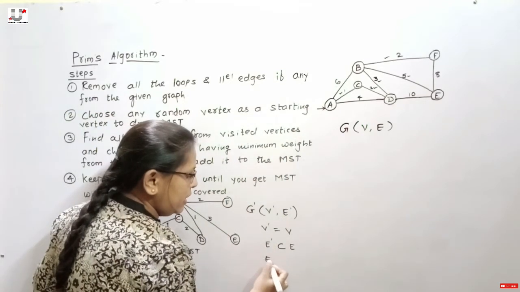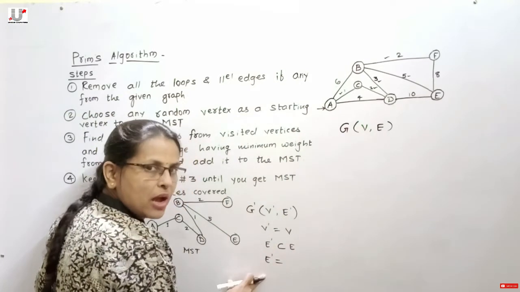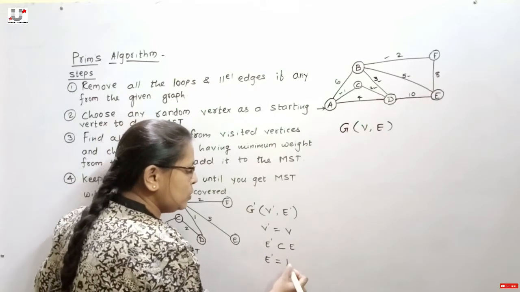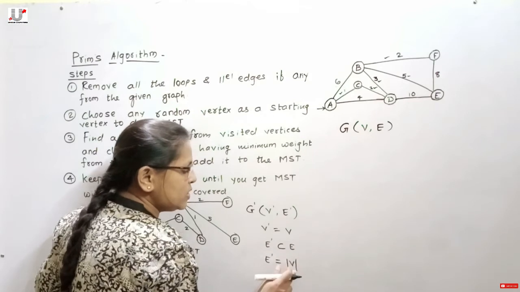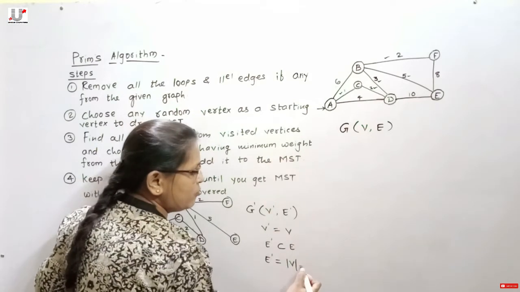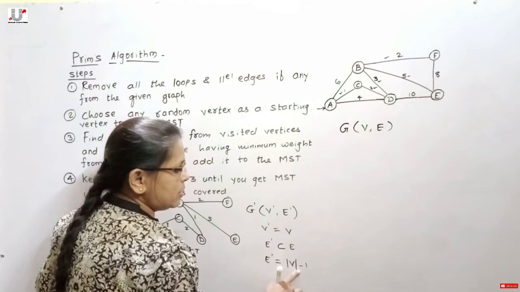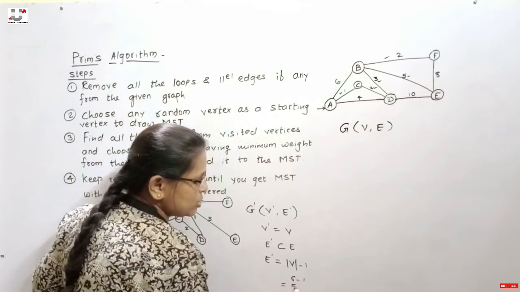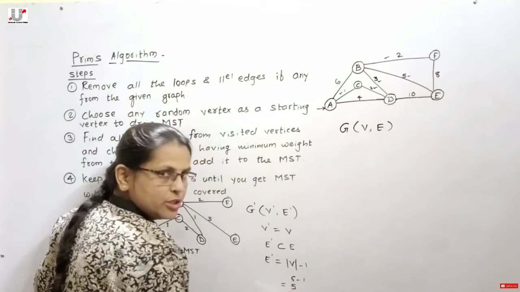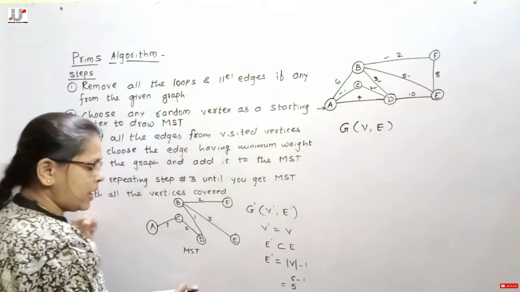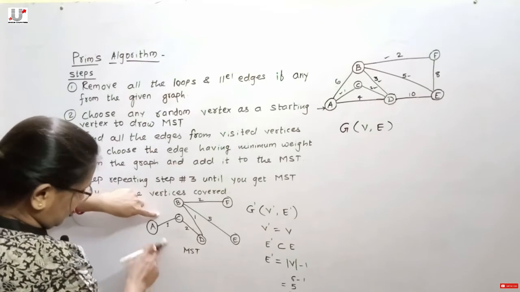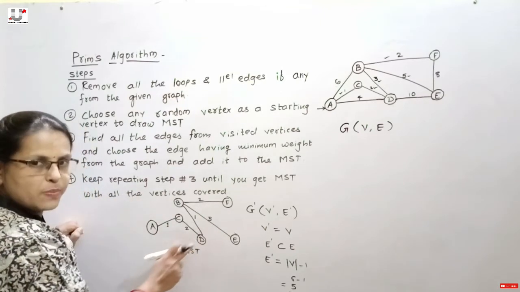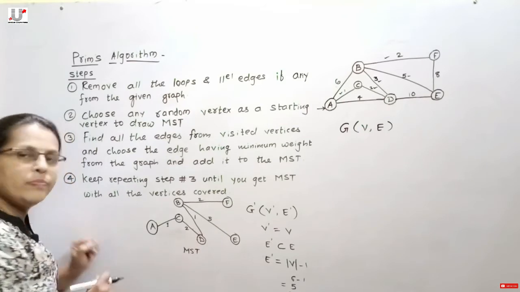Then next, E dash: how many edges are present in a minimum spanning tree? So E dash is equal to the number of vertices present in the original graph minus 1. So here the number of vertices is 6. So 6 minus 1 is equal to 5. So 5 edges should be there within the minimum spanning tree. So 1, 2, 3, 4 and 5. These are the 5 edges present in the minimum spanning tree.